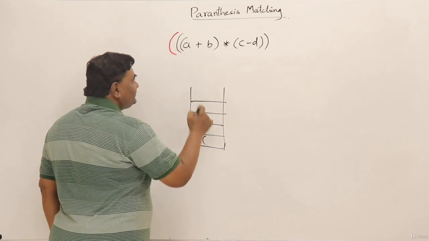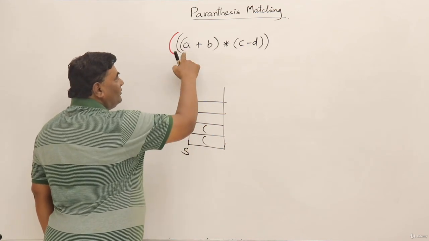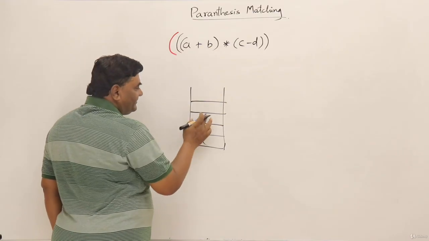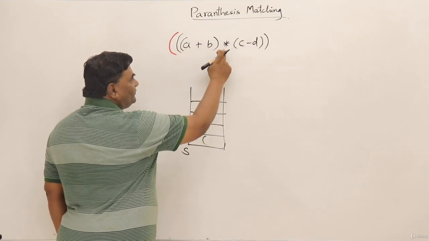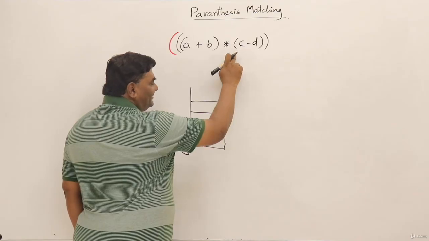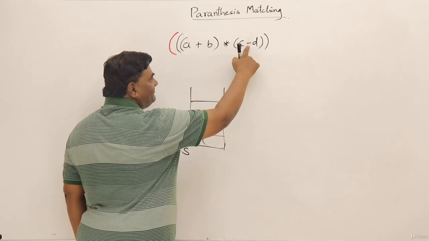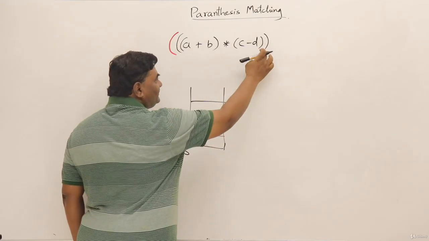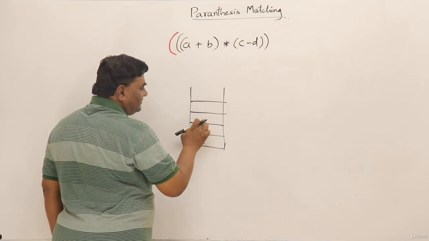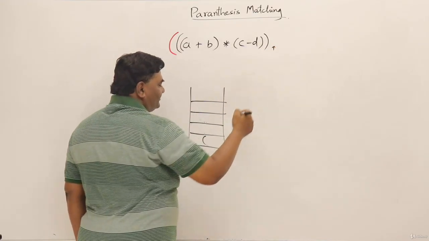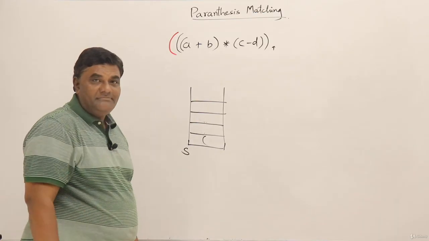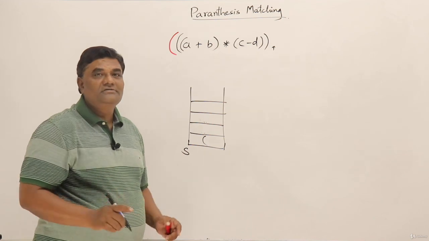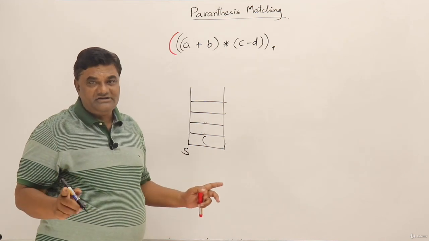Opening bracket, push. Next one is an opening bracket, push it. Opening bracket, push it. A, ignore, plus, ignore. B, ignore. Closing bracket, pop out a symbol. Move to next. Ignore. Opening bracket, push it. Then C, minus, D. Closing bracket, pop out. Closing bracket, pop out. End of expression. But the stack is not empty. There is something left over for which there is no match found. So it is not matching.